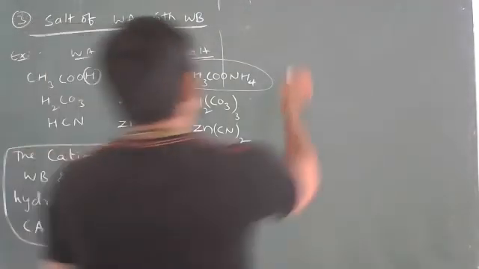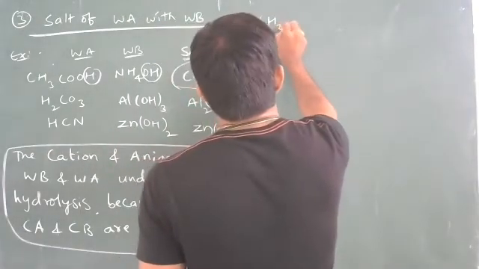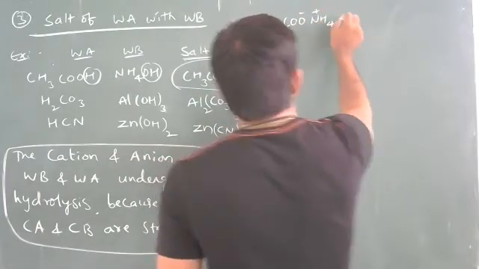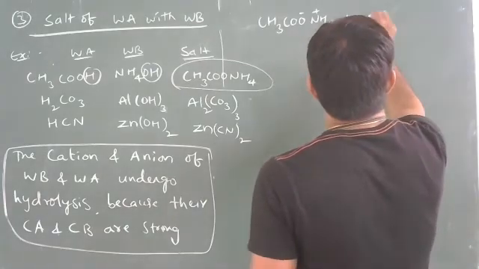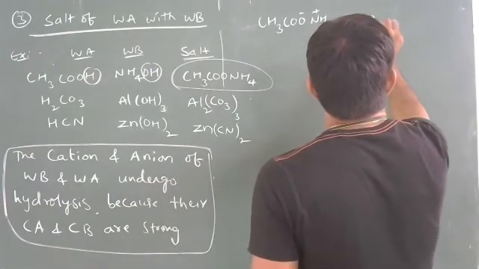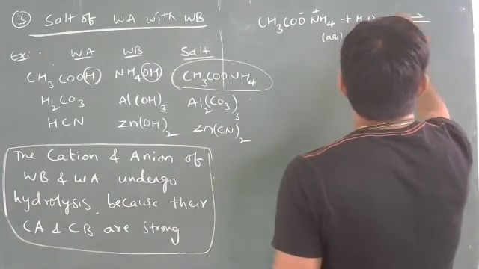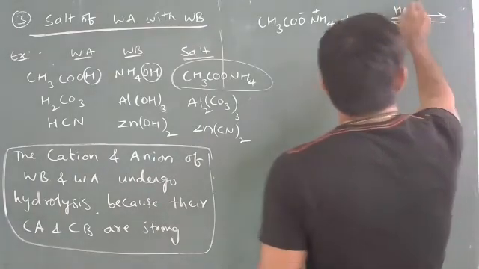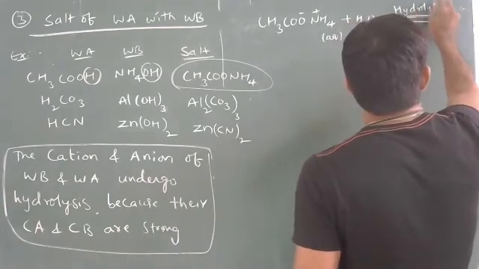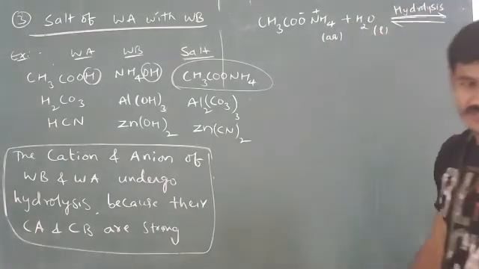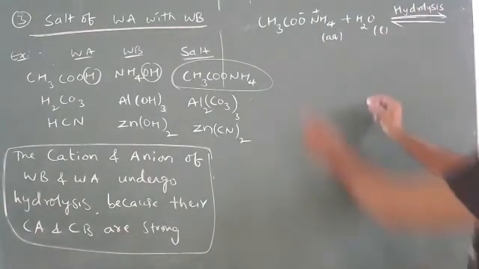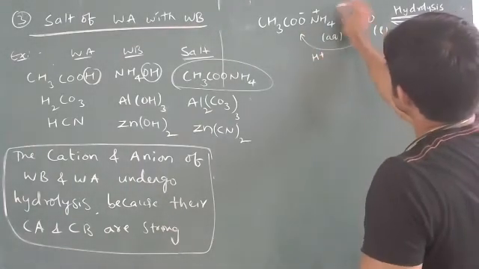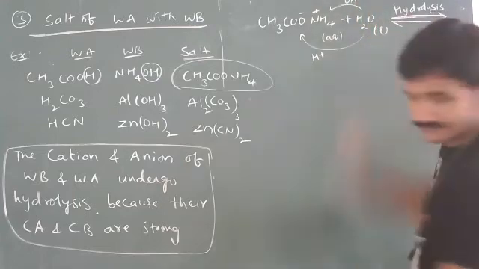Okay. So if I take ammonium acetate, CH3COO- NH4+, when dissolved in water, what happens? So this will undergo hydrolysis. Both cation and anion undergo hydrolysis. It will take one H plus, and it will take one OH minus.